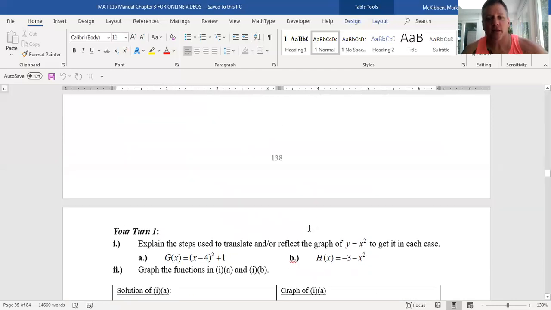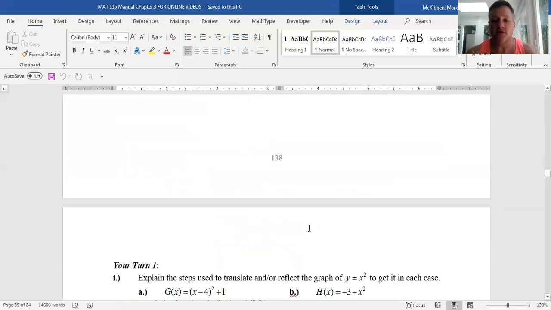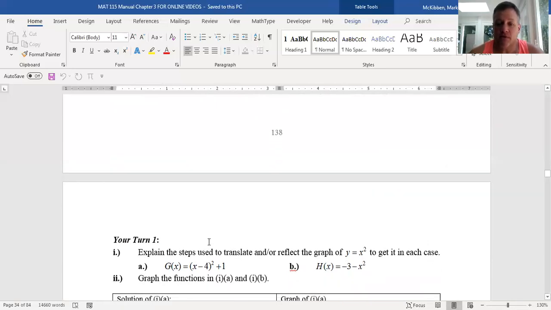Go ahead and try this, your turn 1. So just try to verbally explain how you attain the graphs of each one of these from the graph of x², and then graph it in each case. So do that, pause the video and see what you get.